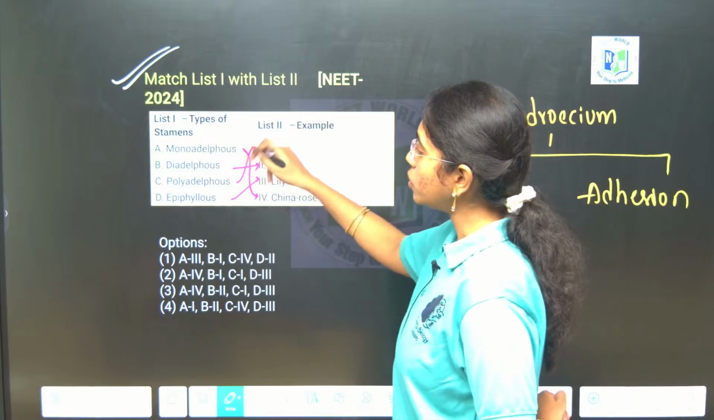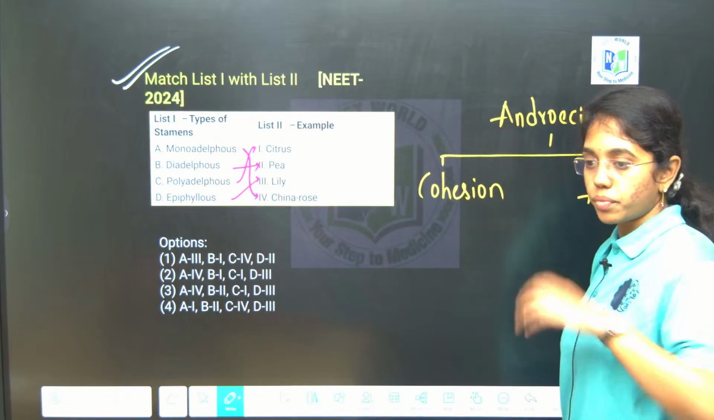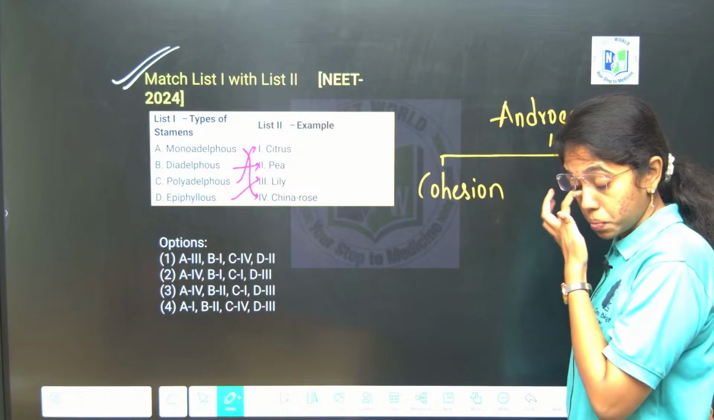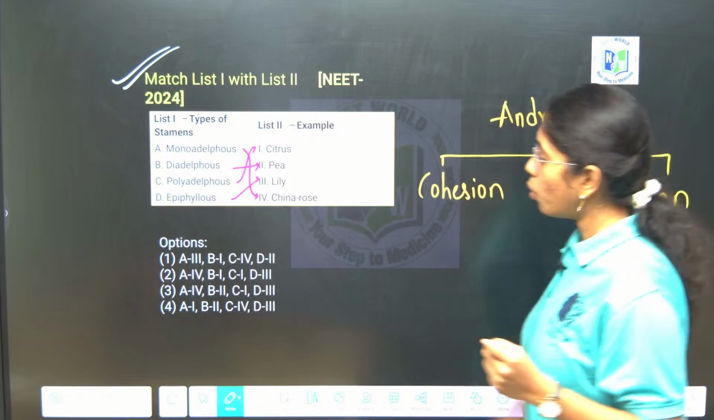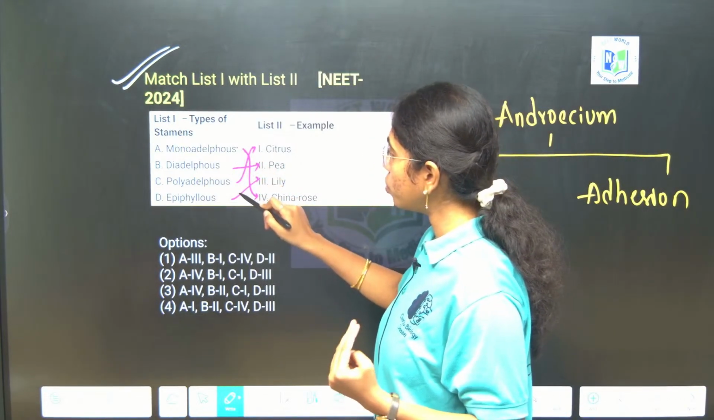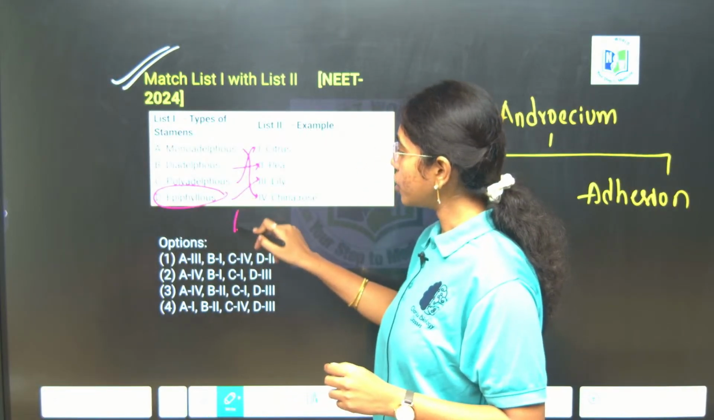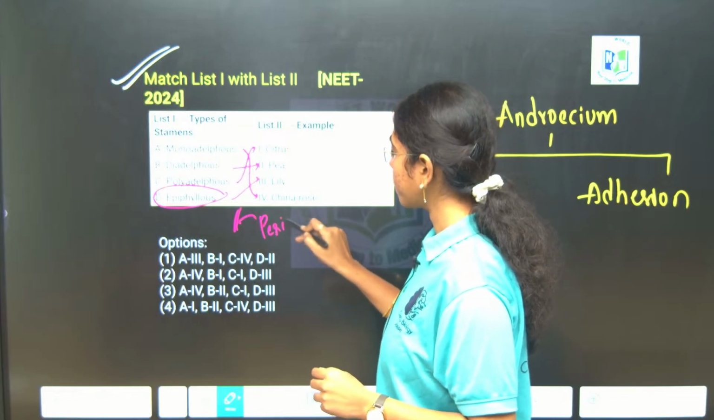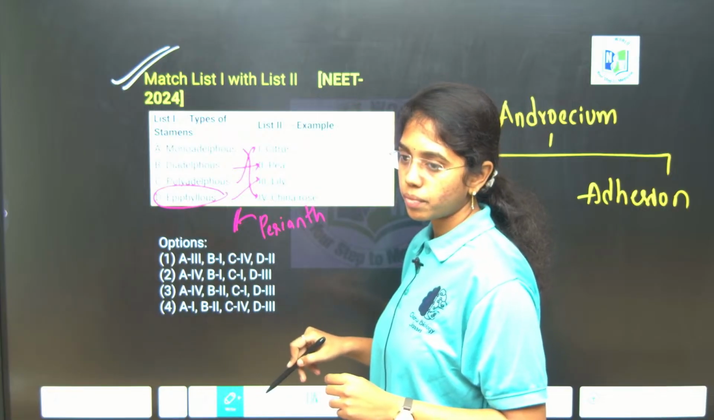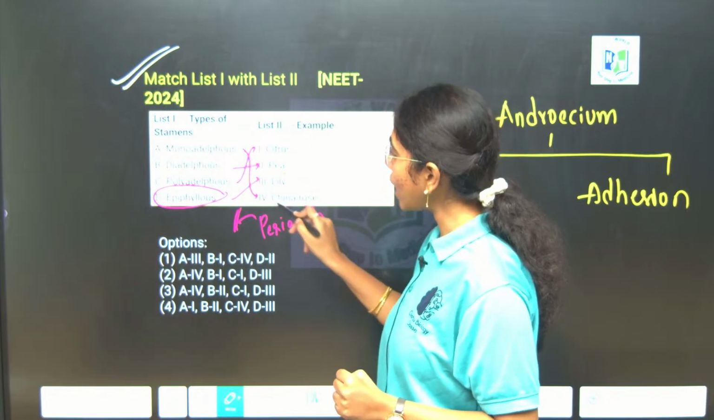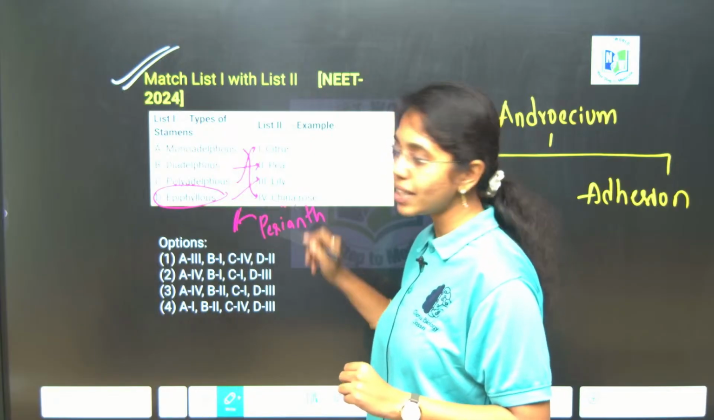Amongst these, which is showing cohesion and which is showing adhesion? Stamens forming into a bunch, uniting amongst themselves, that is cohesion. Monodelphous is one bunch, diadelphous two bunches, polyadelphous many bunches. Epiphyllous means androecium binding to the perianth. That is adhesion. China rose has one bunch, monodelphous condition, but it is not exhibiting epiphyllous condition.